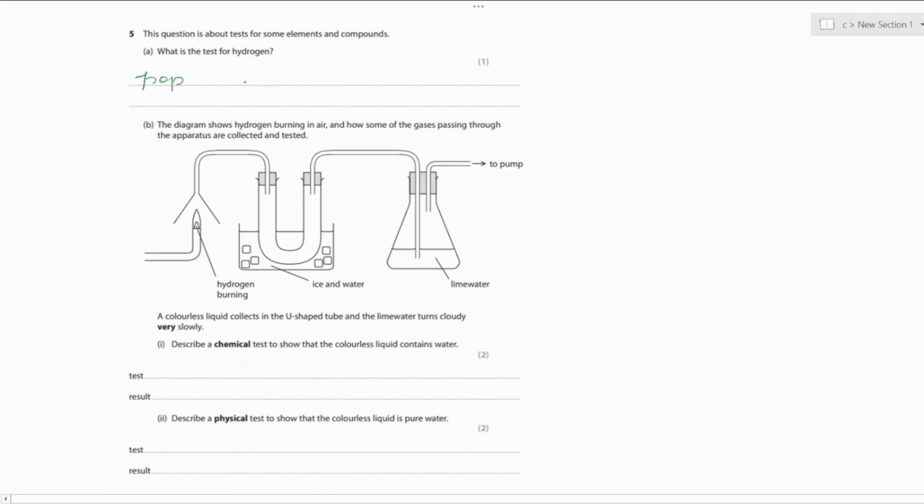Pop sound, when tested with a lit splint. Okay, next one. Describe a chemical test to show that the colorless liquid contains water. What can we use?